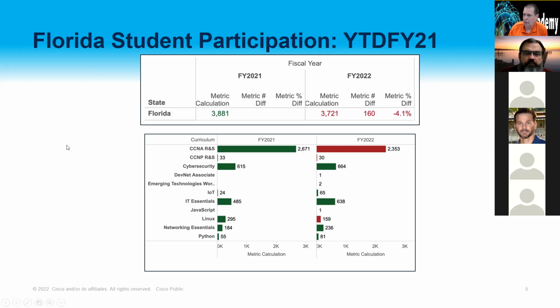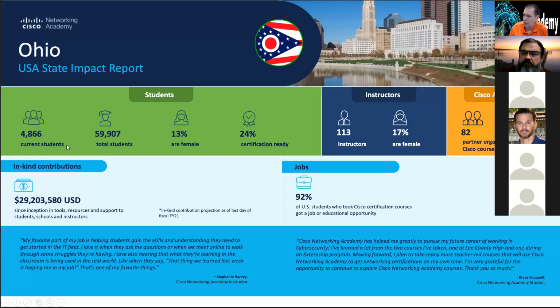All right. Any other questions on Florida? All right, let's take a peek at Ohio. So 4,000 students, 448, 66, 13% female, 113 instructors, 17 are female, 70% are female.